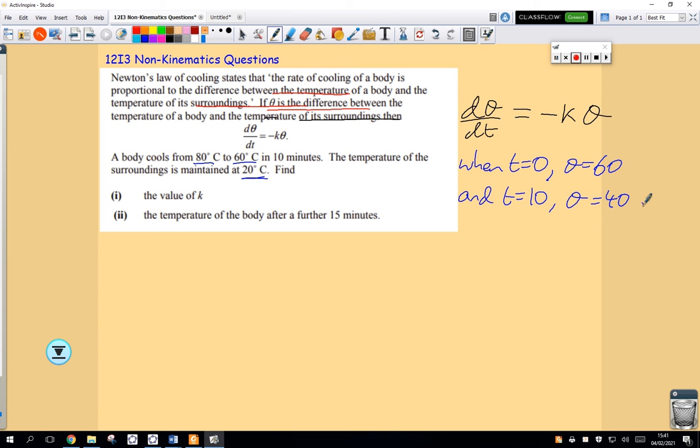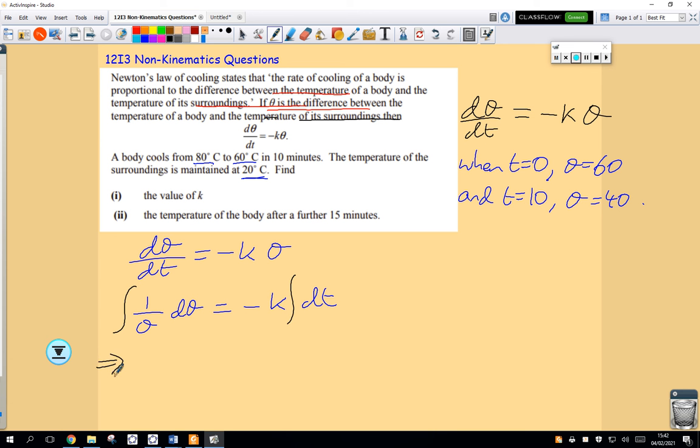So we have a first order differential equation. d theta dt is going to equal negative k times theta. I want to solve this thing. I want to find ultimately the value of k. I'm going to do what I do all the time. I'm going to separate and then integrate, dividing on both sides by theta and multiplying on both sides by dt, and then taking the antiderivative on the left, taking the antiderivative on the right.